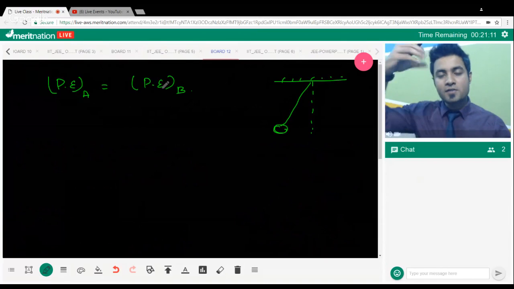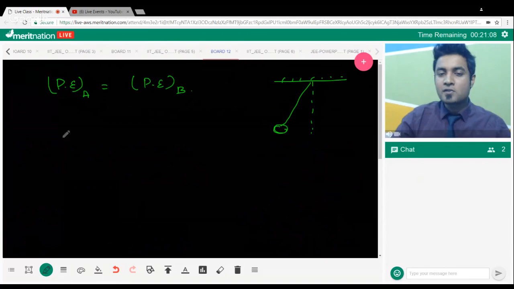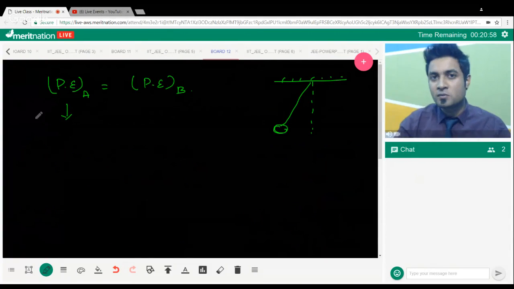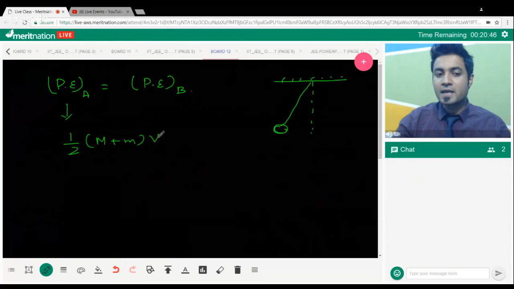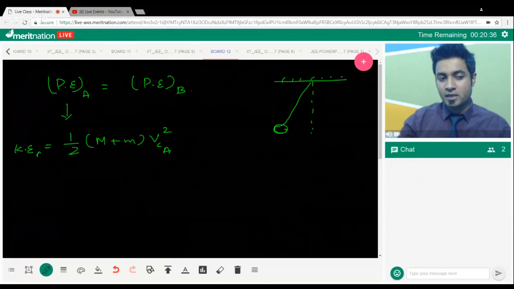So once you leave them, they will be acquiring some kinetic energy, isn't it? So for case A, what would be the kinetic energy? It has only translational motion, because there is no rotation, right? Because the disk is not free to rotate here. So I can write half (M plus m) times Vc of A squared. This is the kinetic energy in case A.